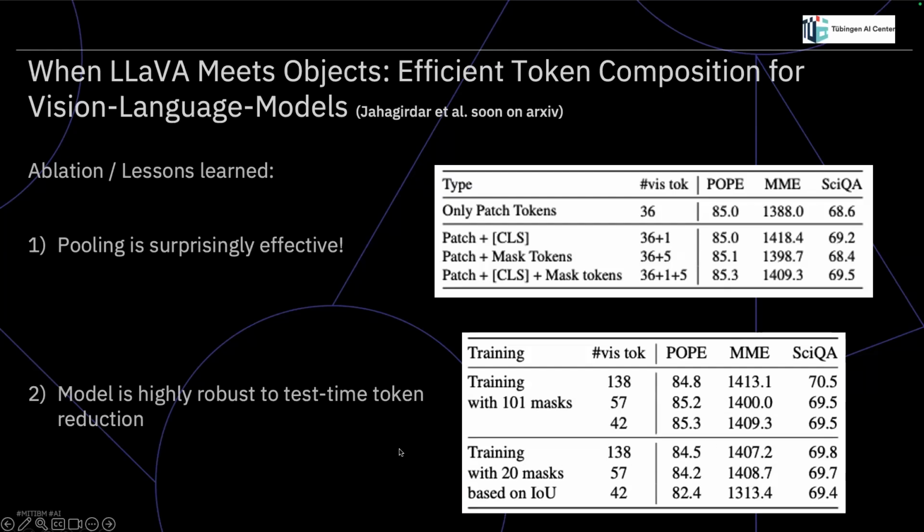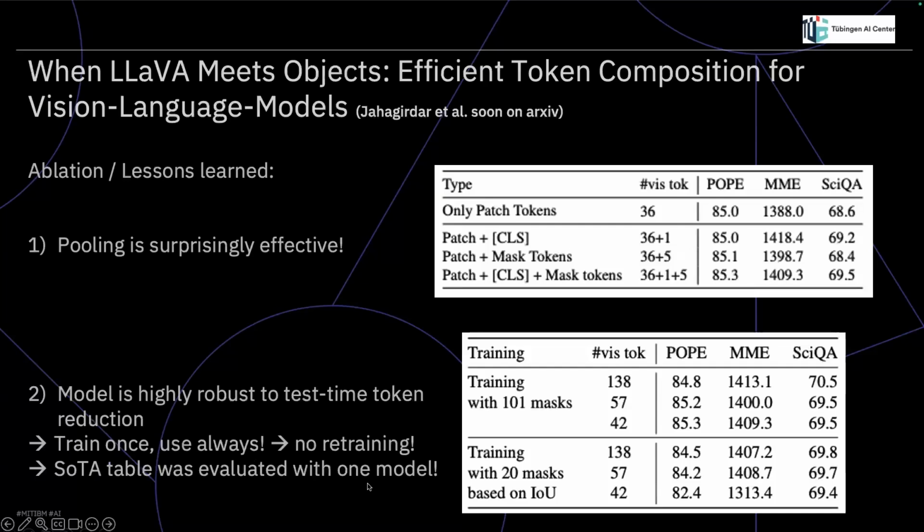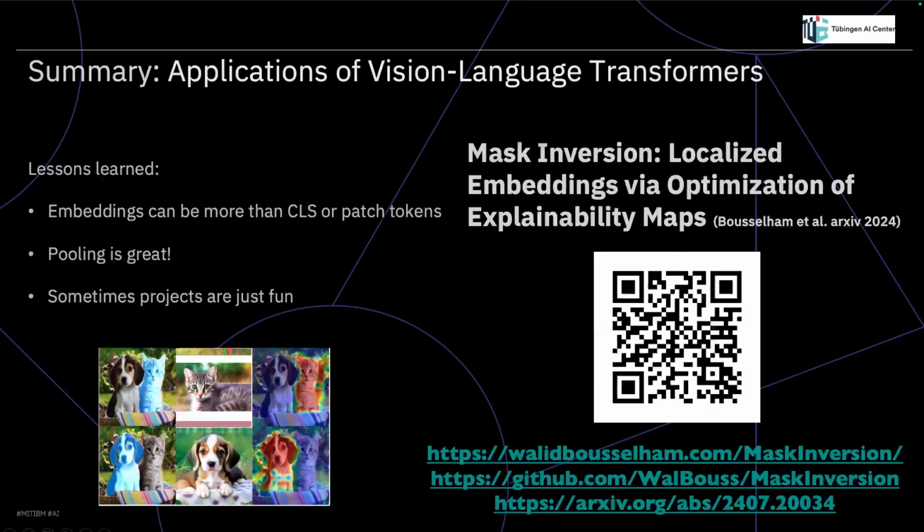This was actually a very nice thing, because even for the state-of-the-art table that you saw, we just had to train one model, and then we could use it for all the evaluation without ever retraining. We just trained this 101 masked model and we are done, and we could compress whatever we want. So this was a very nice finding, that we have a very robust representation here. And therefore, to summarize, one interesting thought is that embeddings can be more than just CLS or patch tokens. As you saw, pooling is definitely great.